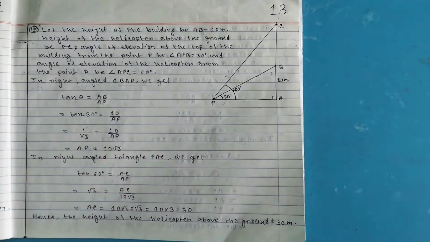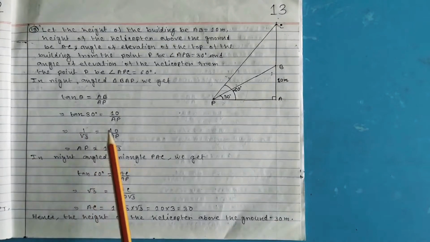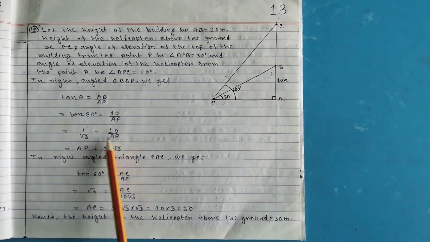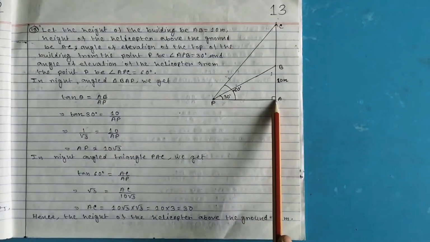From the standard table you can see that tan 30 degree equals 1 upon root 3, that is equal to 10 upon AP. Now do cross multiplication. So AP equals 10 root 3. So AP we have got, that is 10 root 3.